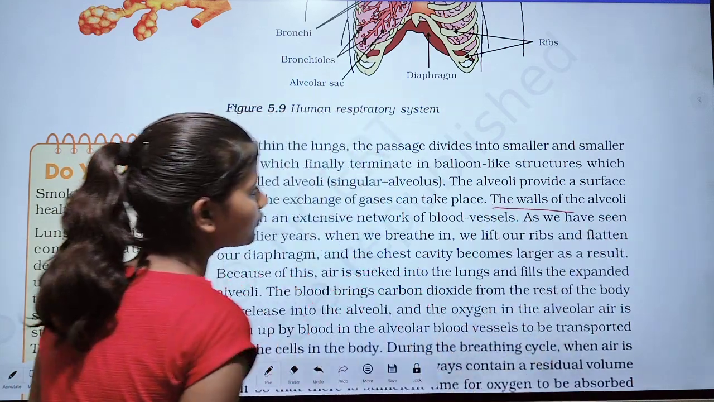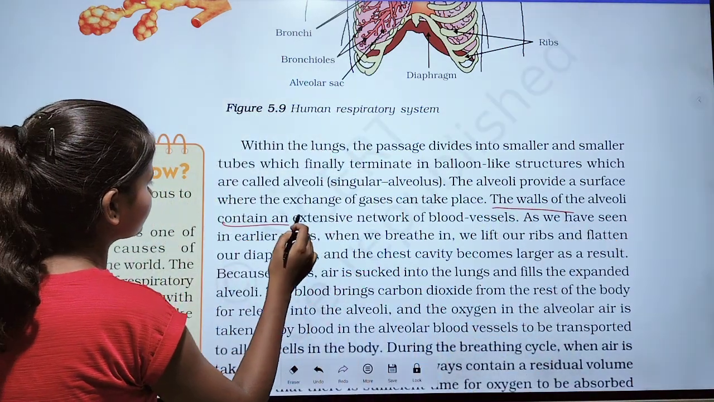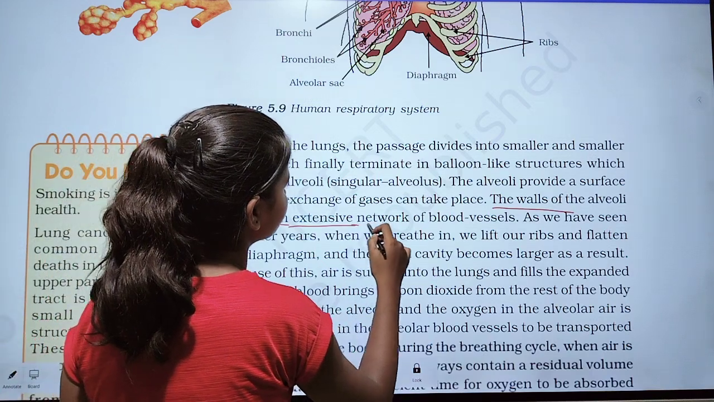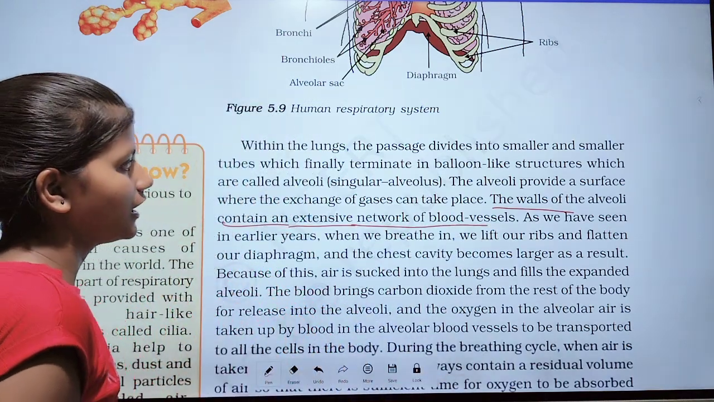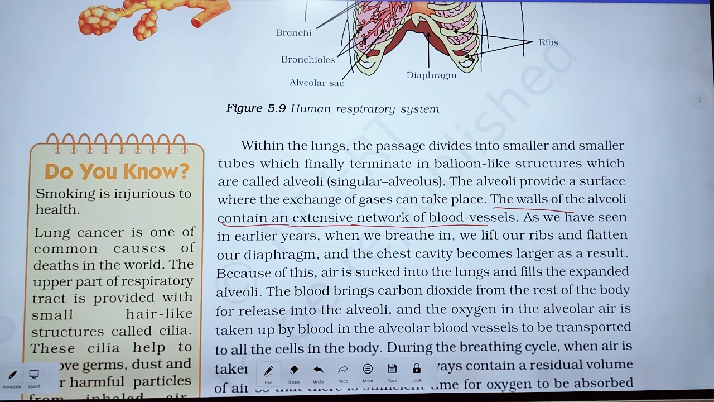The walls of the alveoli contain an extensive network of blood vessels, and its surface provides a surface where gases can exchange.